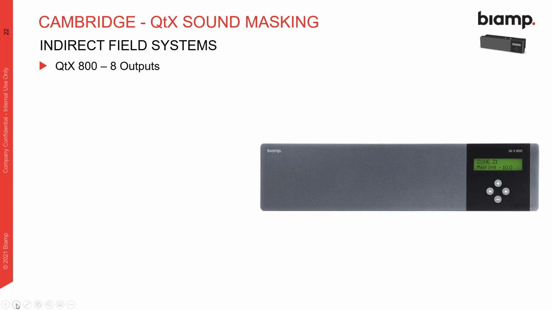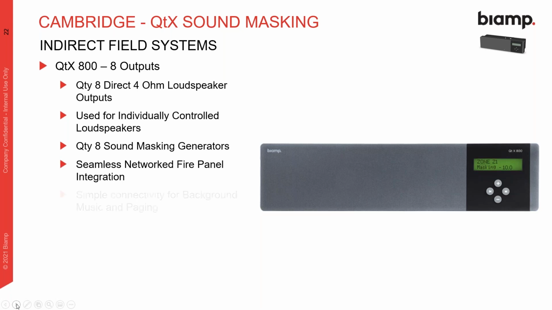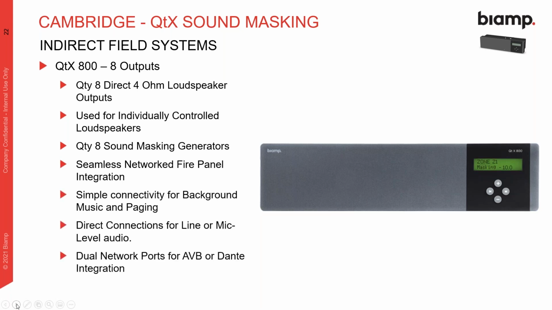The last unit in the line is the QTX 800. This has 8 direct 4-ohm loudspeaker outputs. Again, this one is used for individual controlled loudspeakers. This is going to be more of a problem solver, probably not your go-to processor for sound masking systems, because it is probably the most costly way to do sound masking, but gives you the most granularity and control for your system. Same features apply as all the rest of the devices.